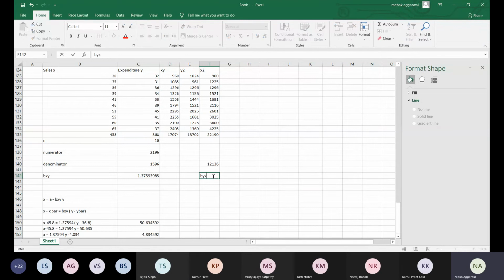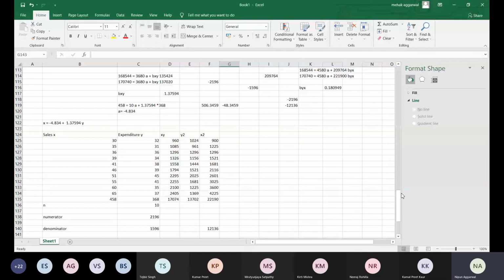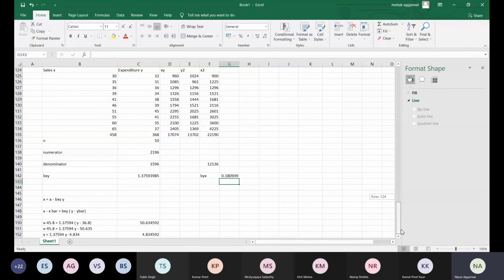So now what will be your byx value? It will be equal to 2196 divided by 12136, so 0.180949. That is the same value we have already calculated, 0.180949. So here also it comes out to be 0.180949.